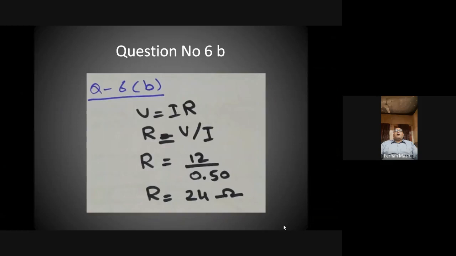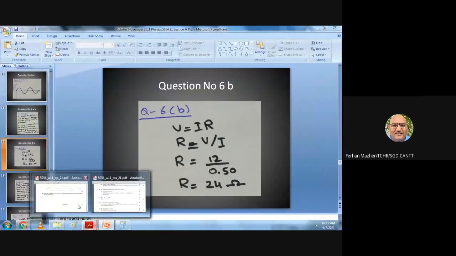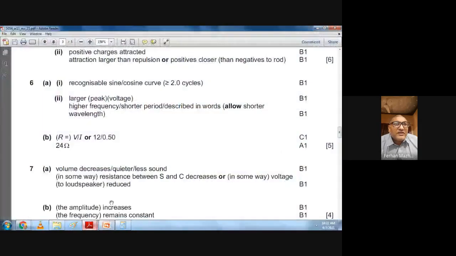Okay, question number 6, B part. V equals IR, so R equals V divided by I. The value of V is 12 and I is 0.5 ampere. So the final answer will be 24 ohm. Let's check the marking scheme.